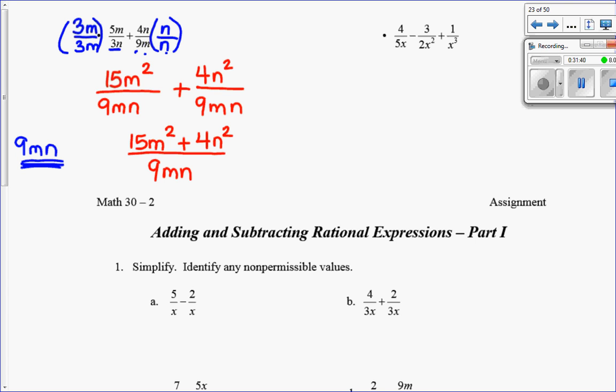Now, are there some non-permissible values in my denominator? If you look back here at your original question, we had 3n. So n cannot equal 0, or it's going to give me a denominator of 3 times 0, which is 0. Okay, on this side, I have to look at what the m can't be as well. m can't be equal to 0 either, because if it was, then I'd have 9 times 0, which would give me a denominator of 0.